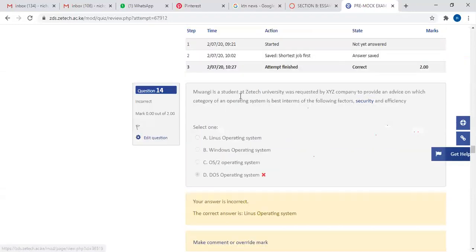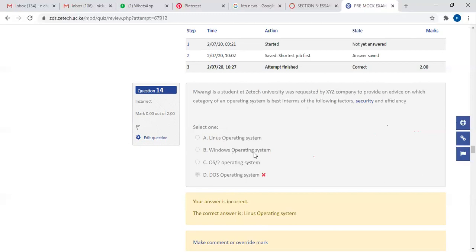Mwangi is a student at ZTech University who was requested by XYZ company to provide advice on which category of operating system is best in terms of the following factors: security and efficiency. If we are talking about security, automatically we are talking about Linux. So, sorry, it is the Linux operating system.